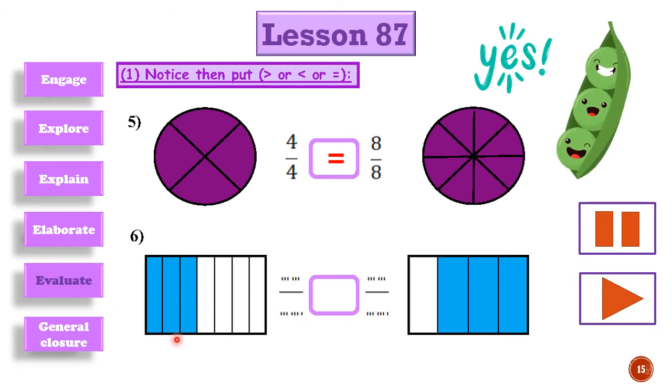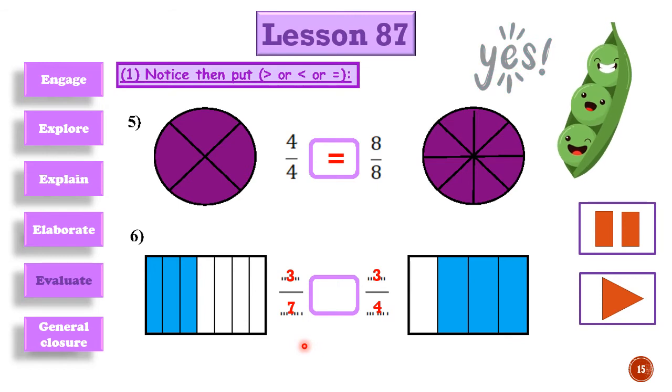How many parts in all? 1, 2, 3, 4, 5, 6, 7. Then write in our denominator 7. And how many shaded parts? It will be 3 in our numerator. The other one, how many whole parts? It will be 4 in the denominator. And the shaded part will be 3 in our numerator.